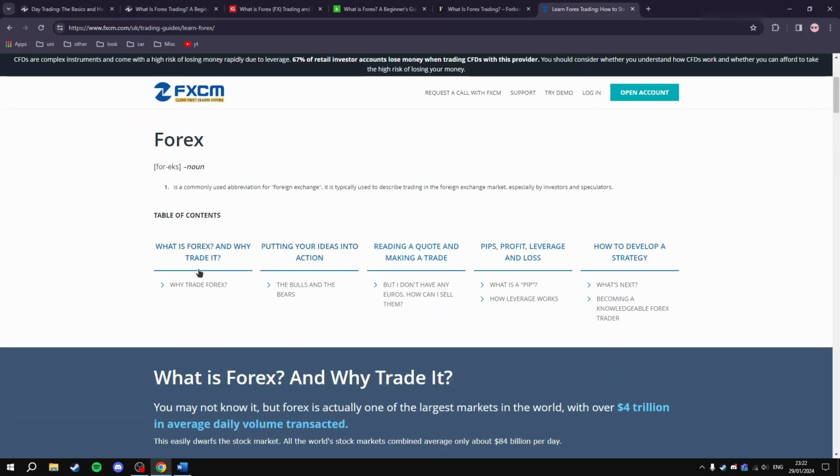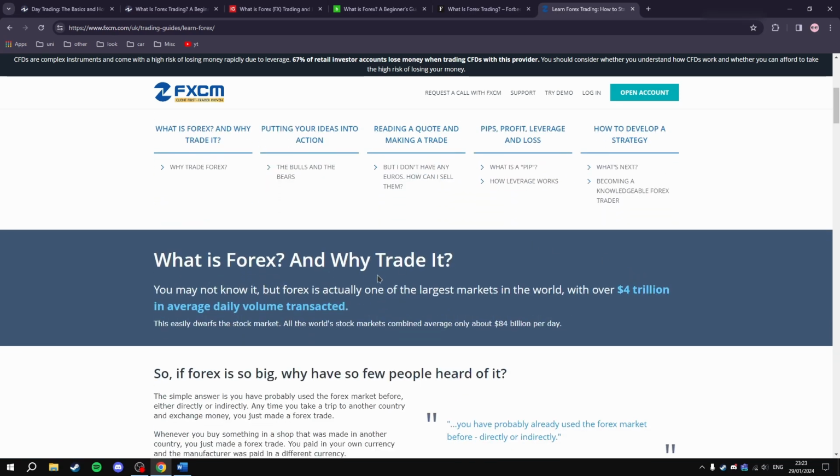Table of contents. What is Forex and why trade it? Why trade Forex? Putting your ideas into action. The bulls and the bears. Reading the quote. Making a trade. But I don't have any euros, how can I sell them? Pips, profit and leverage and loss. What is a pip? How does leverage work? How to develop a strategy? What's next? Becoming a knowledgeable Forex trader.